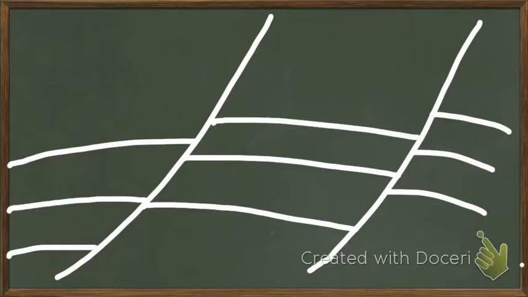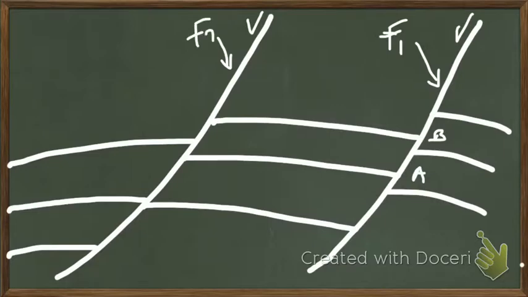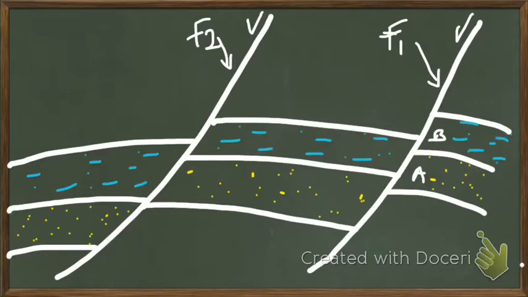Alright, let's call this unit A and B. Remember these are normal faults. Then we'll call this fault 1 and fault 2. And go ahead and put some colors. Okay, so supposing these beds are Miocene and Pliocene in age.